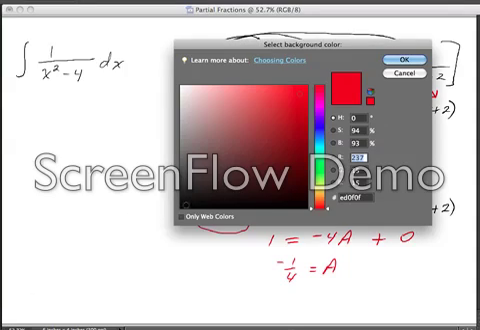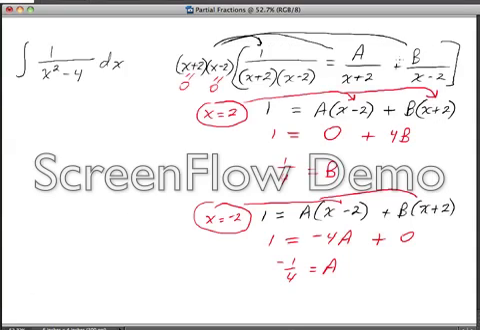So what that does is it enables me to rewrite my original integral. I usually start with a positive because b is positive. I'll put the b over the x minus 2. So I have 1/4 over x minus 2 plus a over x plus 2, and a is a negative. So I have a negative 1/4 over x plus 2.